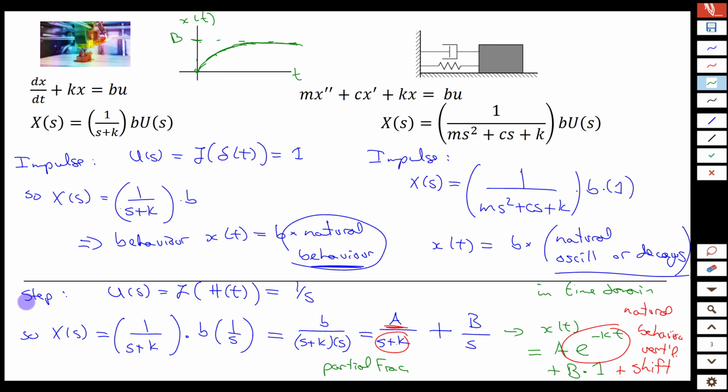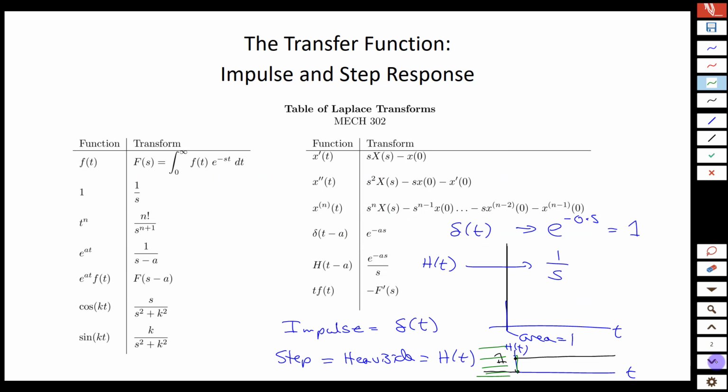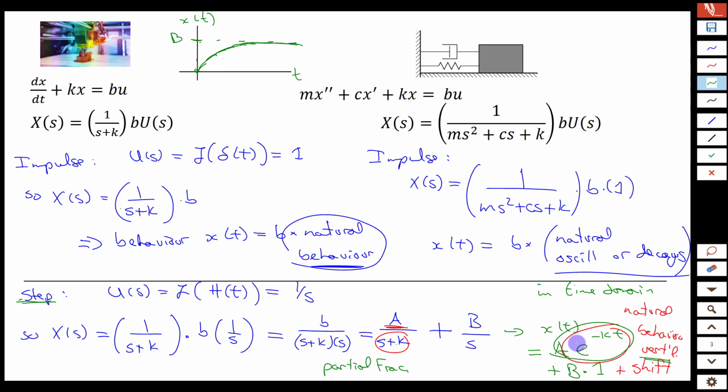So what's important here? When you apply a step function, you do see the natural behavior and a shift, and the shift is really obvious. It's some constant away from 0. That means everything else that you see is the natural behavior. So when you think about the code here, what do people learn when they apply the step function to a system? Well, they get a response back, and that response captures perfectly the natural behavior of the system.